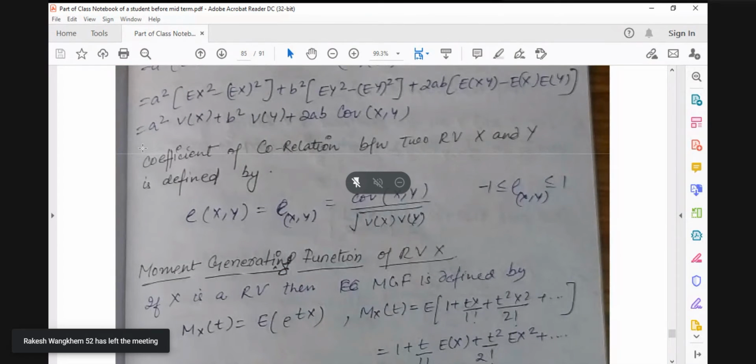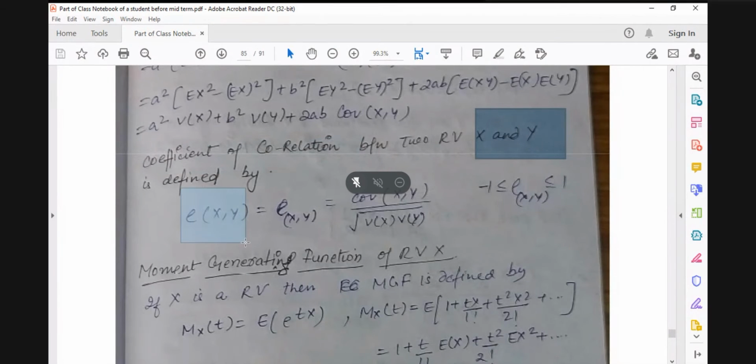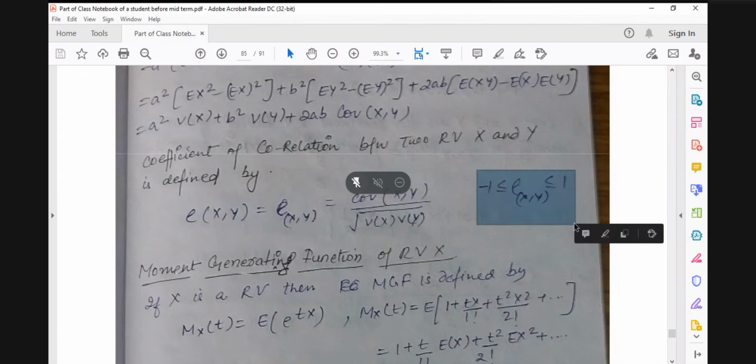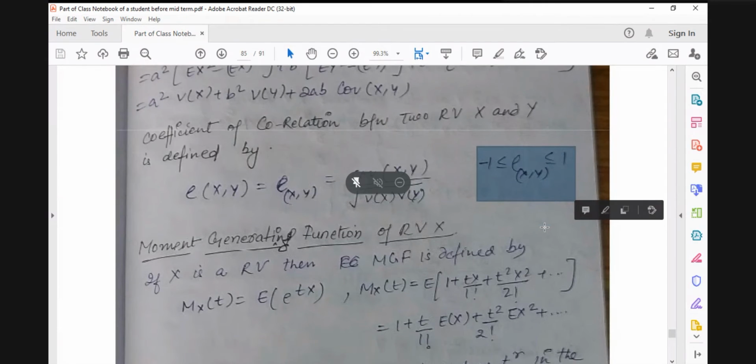Then we have the coefficient of correlation between two random variables x and y, denoted by rho x comma y and defined by covariance of x comma y divided by the square root of variance of x times variance of y. The value of the correlation coefficient rho lies between -1 and +1. A negative value means negative correlation between x and y, and a positive value means positive correlation between x and y.